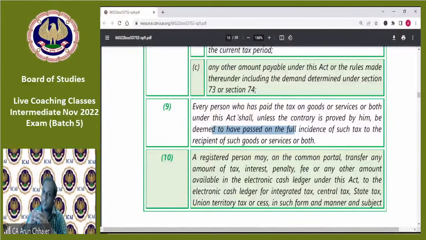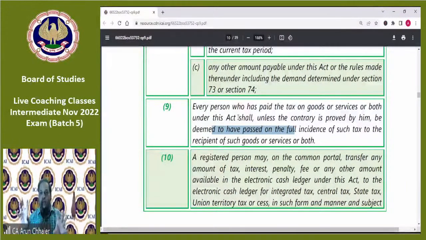There are also some restrictions. For example, if I would like to pay the reverse charge tax liability, or I would like to pay the interest, or I would like to pay the penalty, then GST law is saying you cannot make these payments through the credit ledger. You have to compulsorily pay through the cash ledger only.